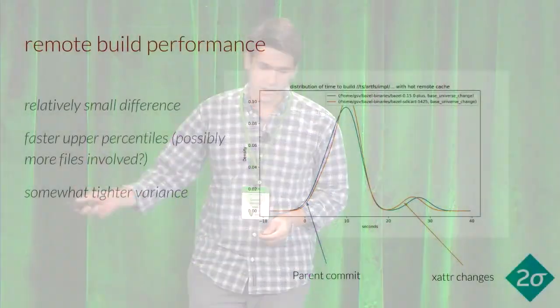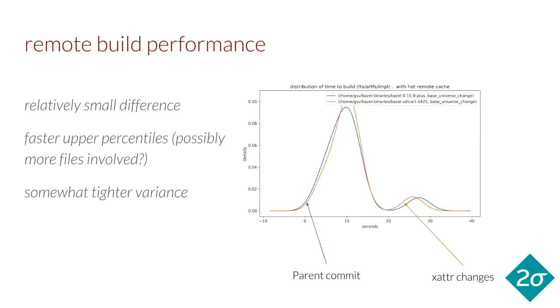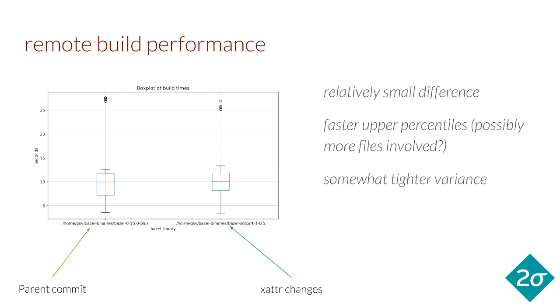But if we look at builds, we see a much different story. We actually don't see much of a difference, except maybe up in the upper percentiles. So why is this, right? Why do we see much smaller build improvements when we know we're actually downloading much less data?